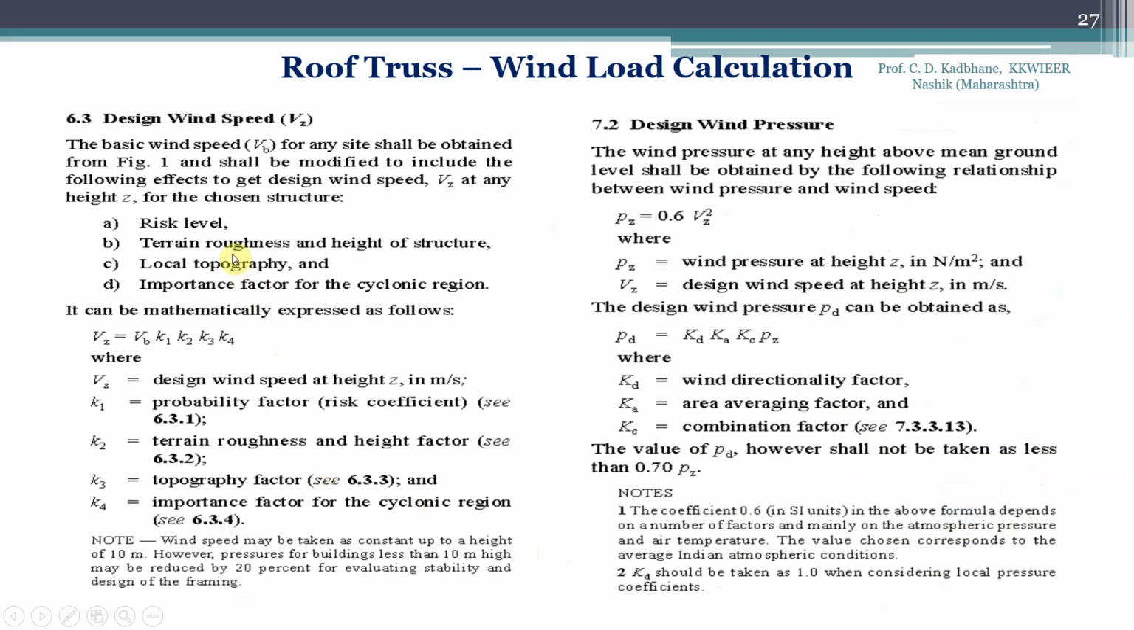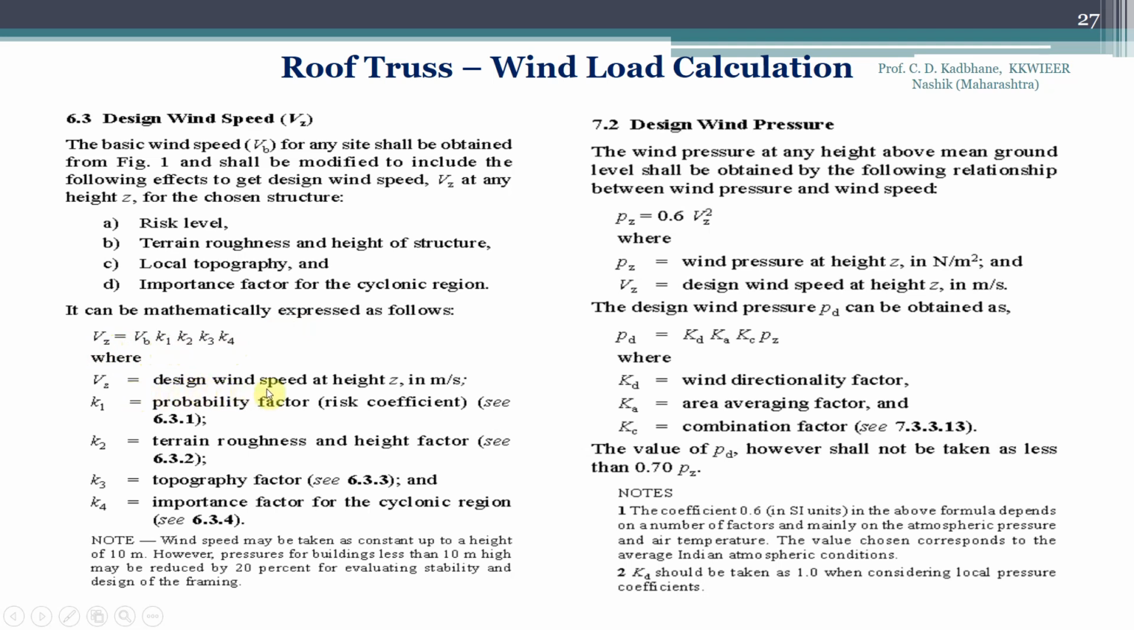Now, for finding design wind speed and similarly design wind pressure, IS 875 part 3 gives a clear-cut idea. Here the design wind speed Vz can be found out by multiplying Vb into K1 into K2 into K3 into K4.